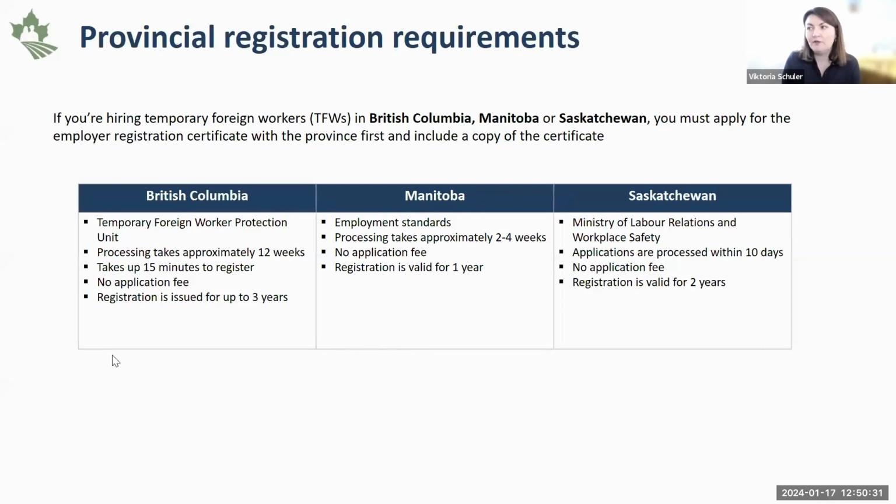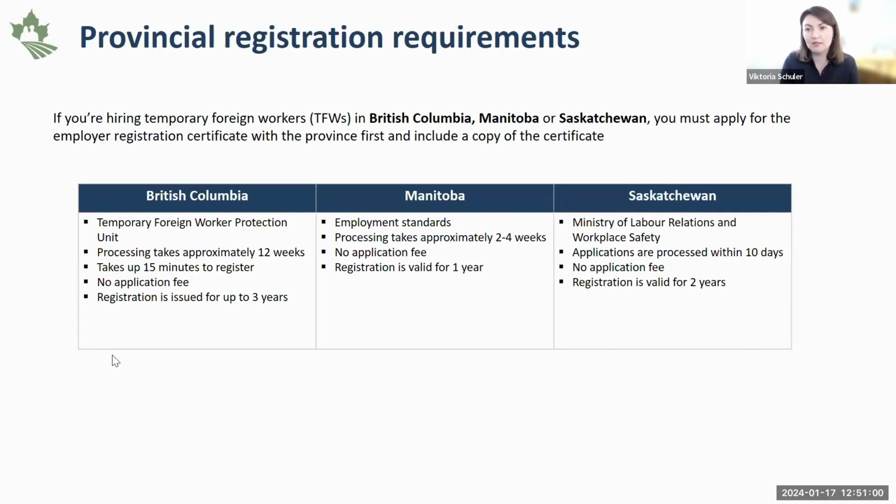With Manitoba, the registration is with employment standards. Processing takes approximately 2 to 4 weeks, I would say more 2 than 4. No application fee. It's just a 2-page form that needs to be completed and faxed or emailed. And registration is valid for 1 year. Manitoba is looking more for information about your recruitment. How are you hiring? Are you using an agency? Have you identified the workers and so on?